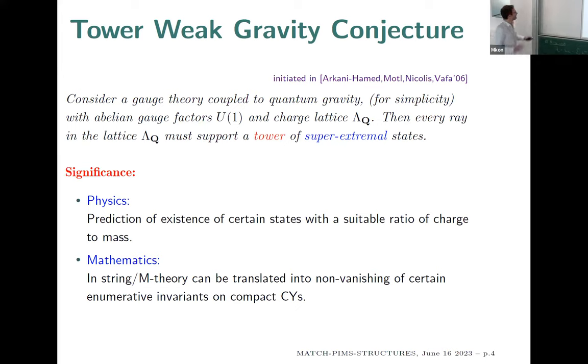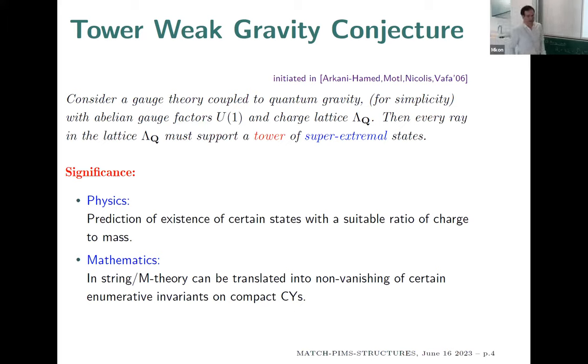The significance, from the physics point of view, is that this conjecture predicts the existence of certain states with a certain ratio of charge to mass. In every quantum gravity theory, there should be certain states, in fact infinitely many, with a suitable ratio of charge to mass. We'll be more precise in a second.